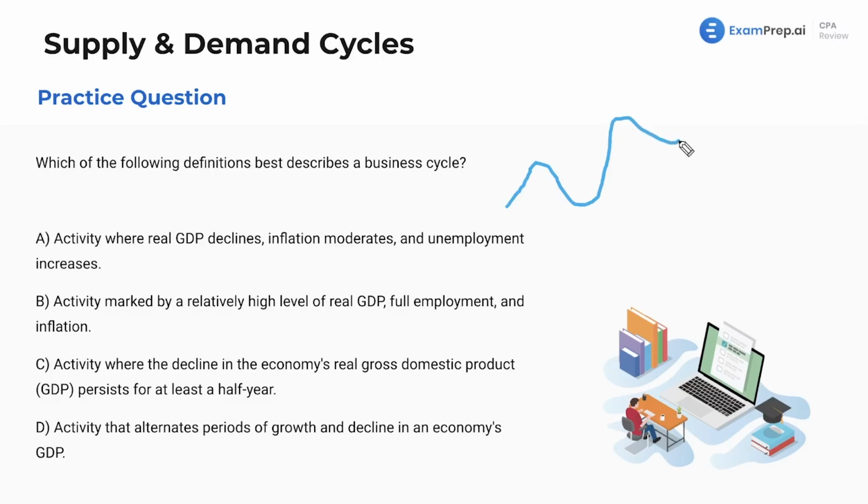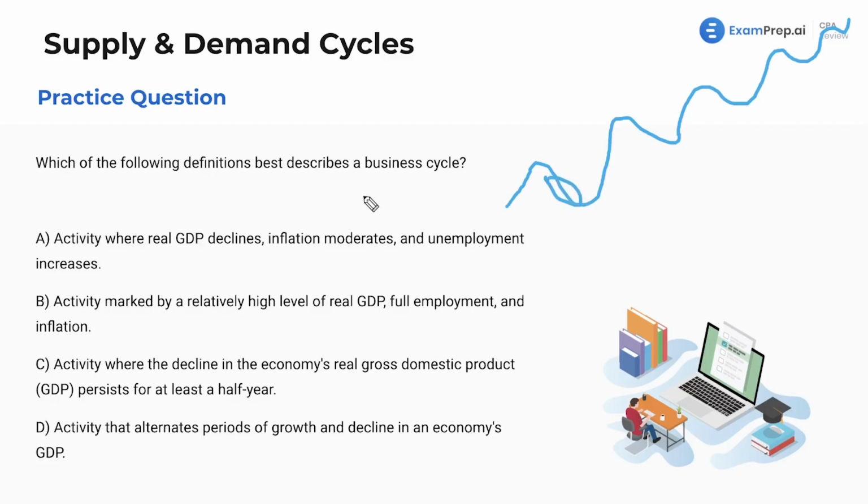And the very bottom could be a recession. It could also just be not as high of a growth period, and it just goes up and down and up and down. But generally, it will continually, over the long term, go up. This is the business cycle. So which of these best describes that business cycle? Is it activity where real GDP declines, inflation moderates, and unemployment increases? No, this is more so going to be at the bottom. Or it's on the decline or at the bottom.